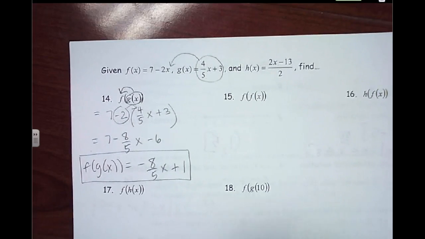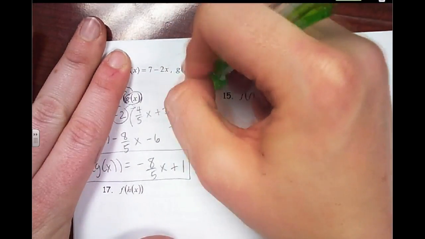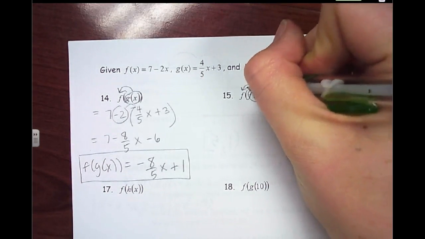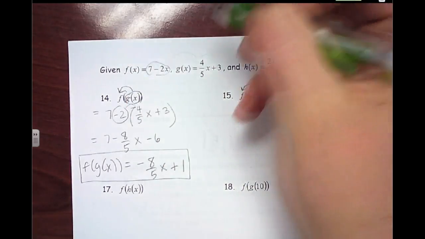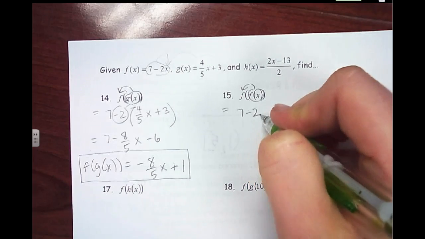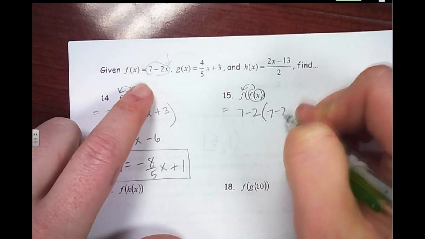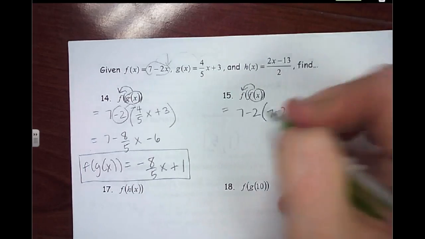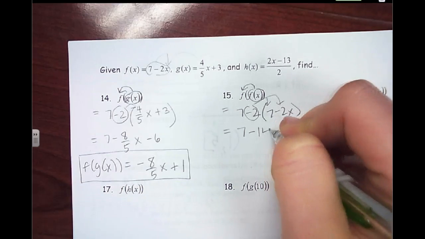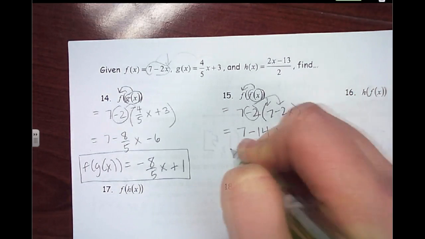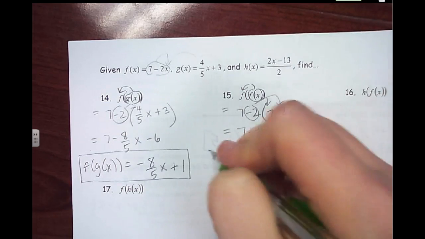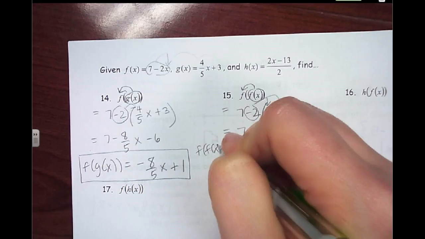Okay, number 15. So I'm going to erase this. I just wanted to show you that. Number 15, I'm going to put f into itself. So I'm going to take 7 minus 2x and put it into this x. So I have 7 minus 2 times, and I'm going to put 7 minus 2x into that. So again, distribute the -2. 7 minus 14 plus 4x equals 4x minus 7. And I'll put f of f of x out front.